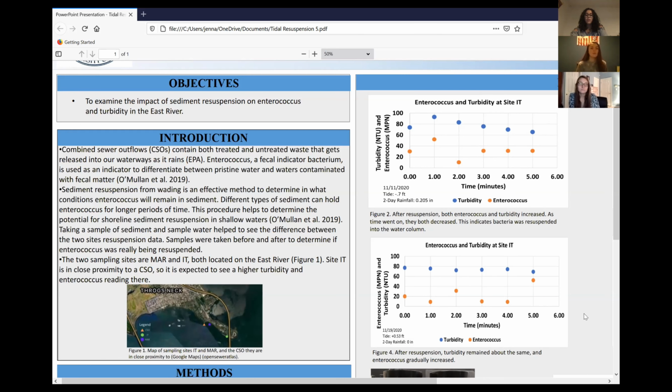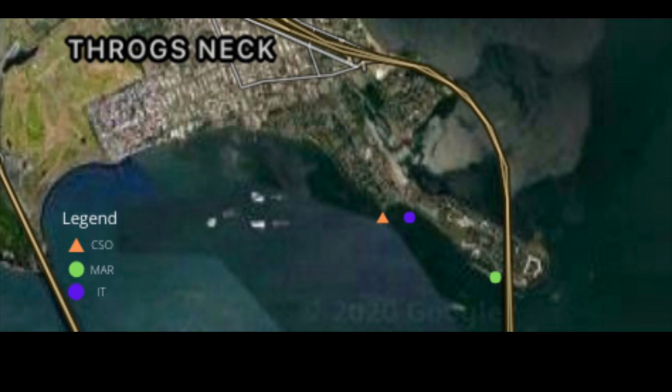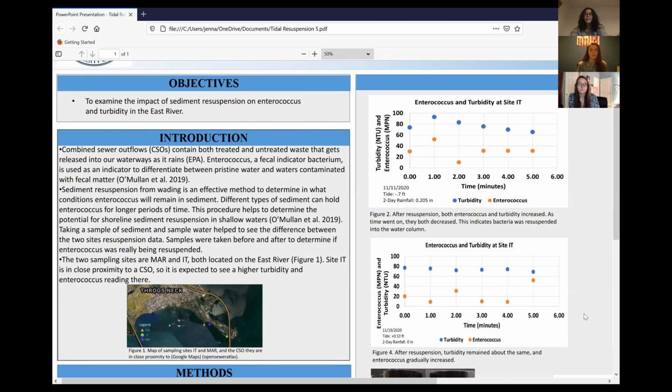The procedure that we followed helped to determine the potential for shoreline sediment resuspension in shallow waters. Sediment was taken before and after to determine if Enterococcus was really being resuspended. The two sampling locations were Site IT and Site MAR, which are both located on the East River. Site IT is located off campus, while Site MAR is on campus. Site IT is in close proximity to a CSO, so it is expected to see high turbidity and Enterococcus readings at this site.